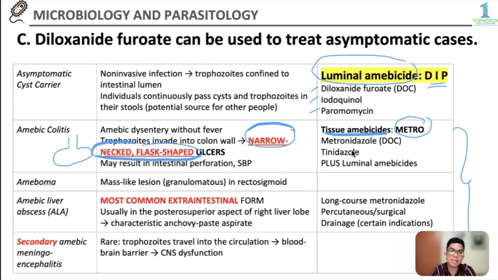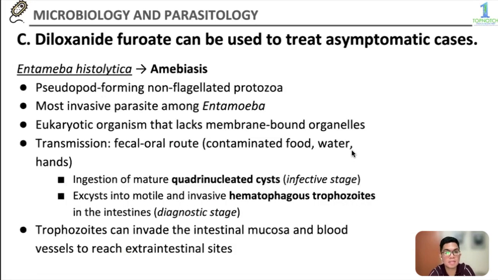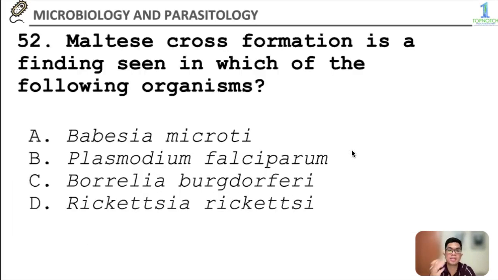Okay? And your most common extraintestinal form is your liver abscess, not lungs. Okay? So, that's just the gist of your amoebiasis. Okay? Sige. So, let's proceed to the next question.